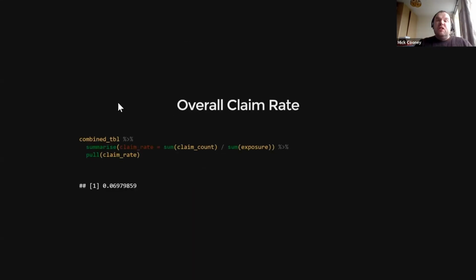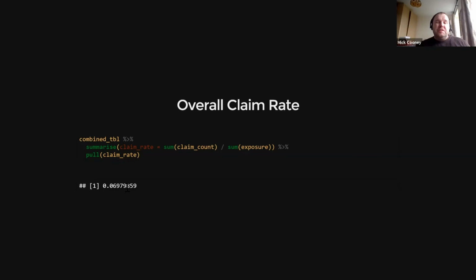And we're going to first look at, just to ground ourselves, the overall claim rate. To calculate that, I'm conscious some of you might not be able to see it because of the coloring, but it's basically the sum of all the claims divided by the sum of all the exposures. That gives us roughly the total number of claims we had and the total number of years that the policies were on risk, which gives us a rough claim rate. And we see here it's 0.0697.